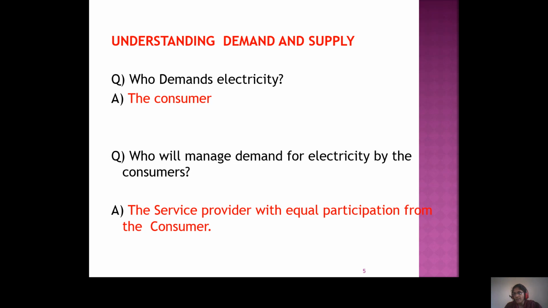Understanding demand and supply: who demands electricity? The consumer demands the electricity. Who will manage the demand for electricity by the consumers? The service provider, with equal participation from the consumers. So when you understand demand and supply, the consumer demands, and the service provider with equal participation from the consumers manages this demand.